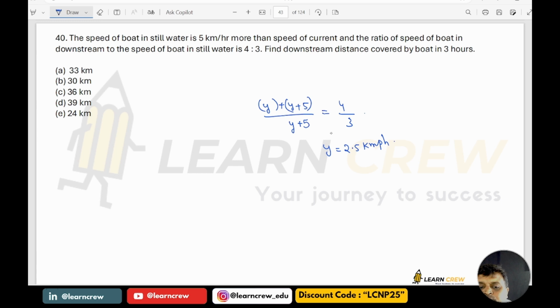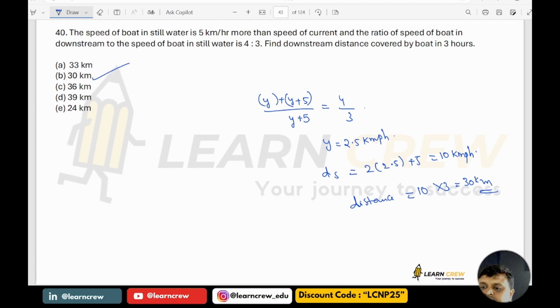Thereby, the speed of boat in downstream would be 2y plus 5. 2 into 2.5 plus 5, which is 10 kilometer per hour, is the downstream speed. Now find the distance covered by the boat in 3 hours. Distance covered is equal to speed into time, which is 30 kilometers. So the answer is 30. Next.